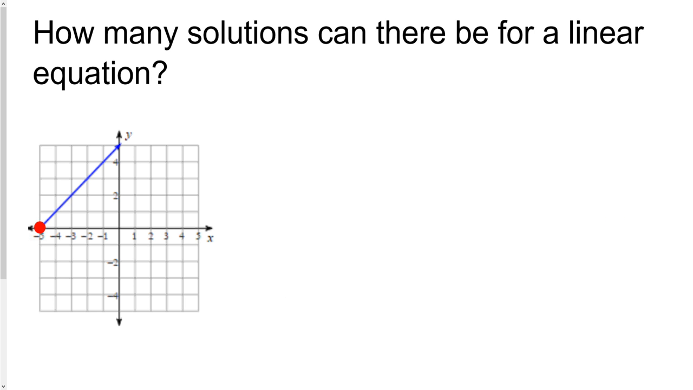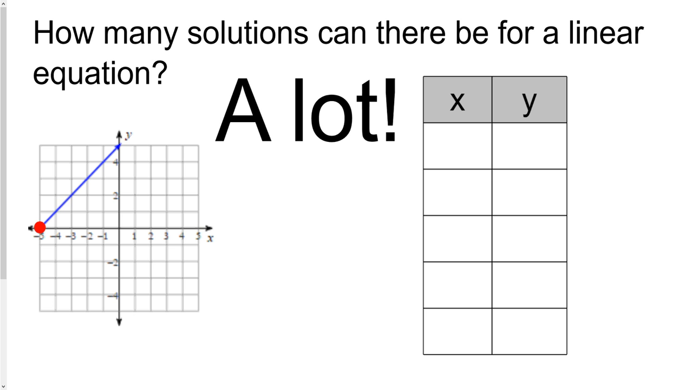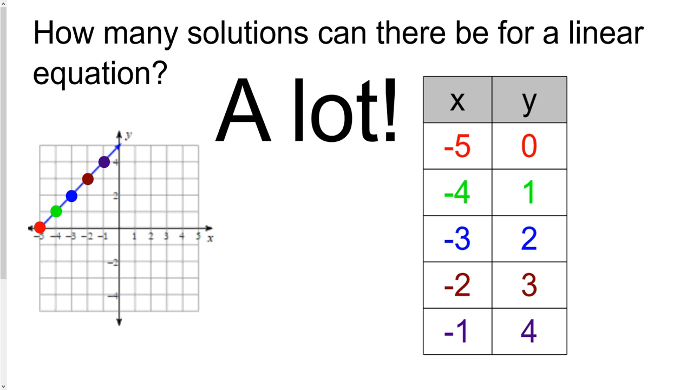So, how many solutions can a linear equation have? Well, I can see that this red dot would be true. But then I also see that there could be other dots on there. Let's make a table here and just record all the possible solutions to this line that we see here. The red dot would be negative 5, 0. This green dot would be negative 4, 1. And you can see all these other dots with the solutions on there.